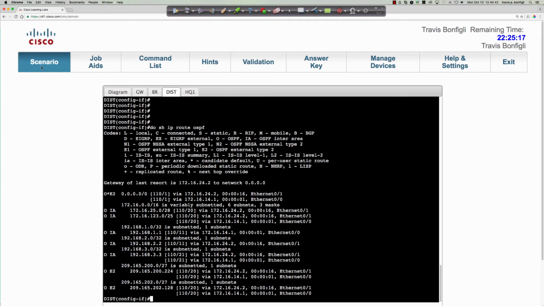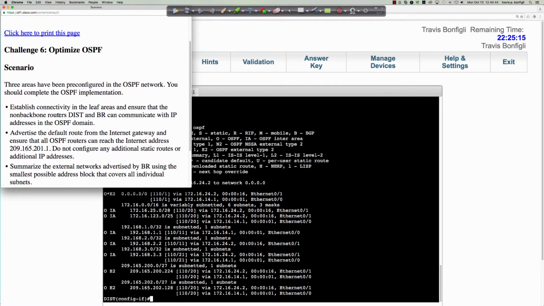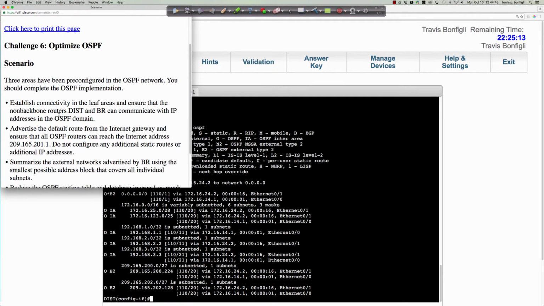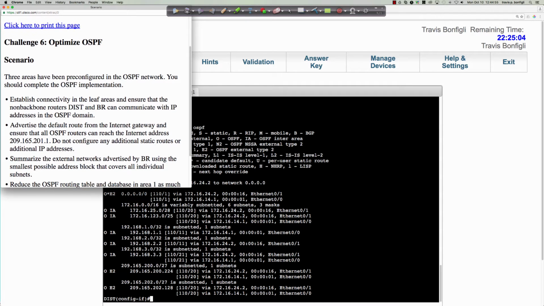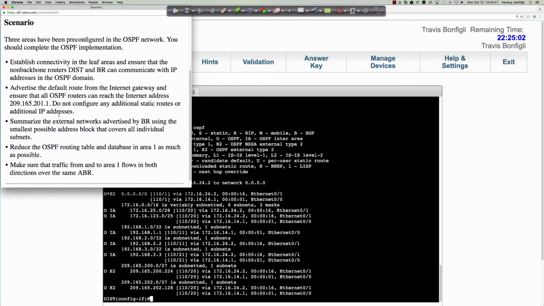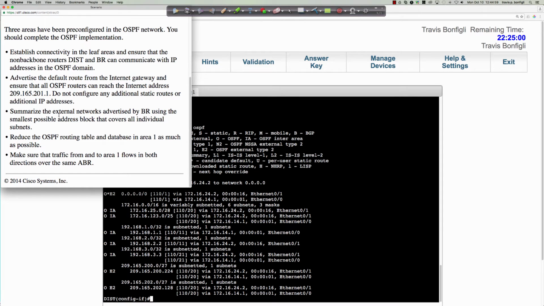Let's see here in this scenario. All right, establish connectivity to the leaf areas. I think we have done that. All right, and summarize, reduce the OSPF as much as possible. So we're going to stub area 1. That's what we're going to do right here. So make sure that traffic from and to area 1 flows in both directions over the same ABR.